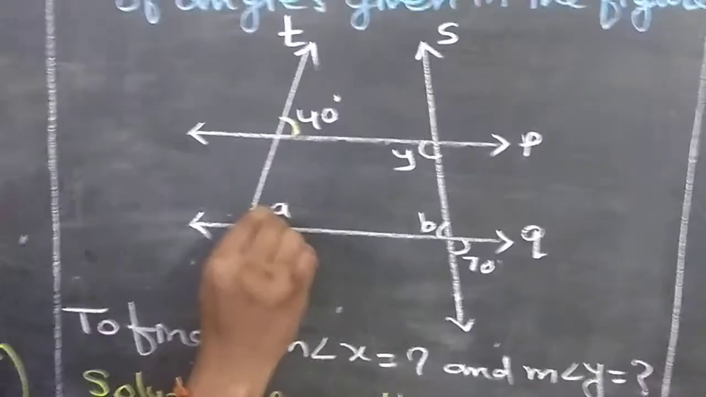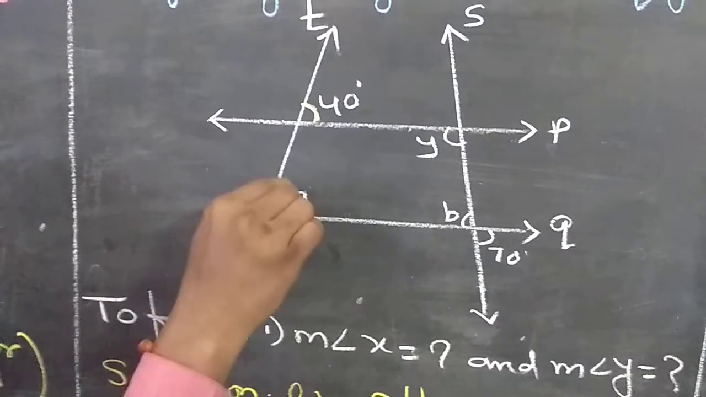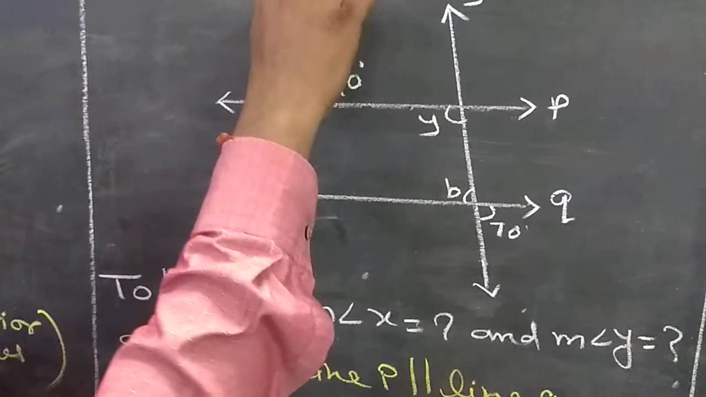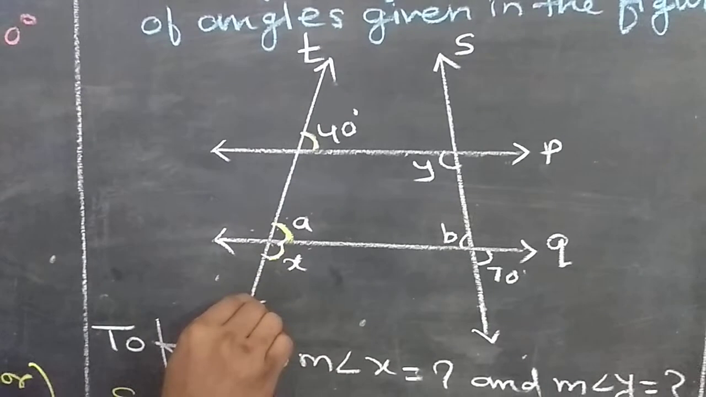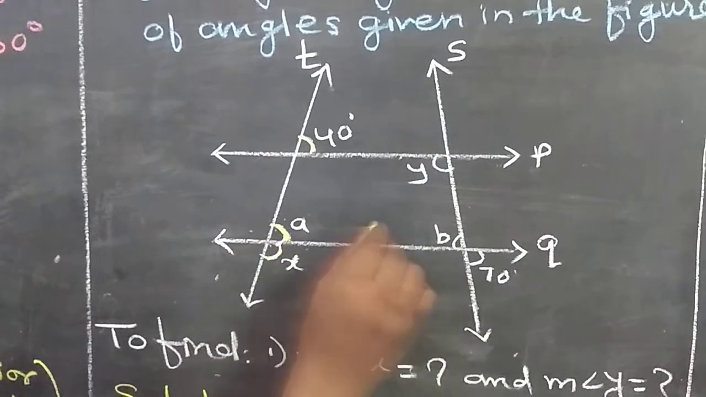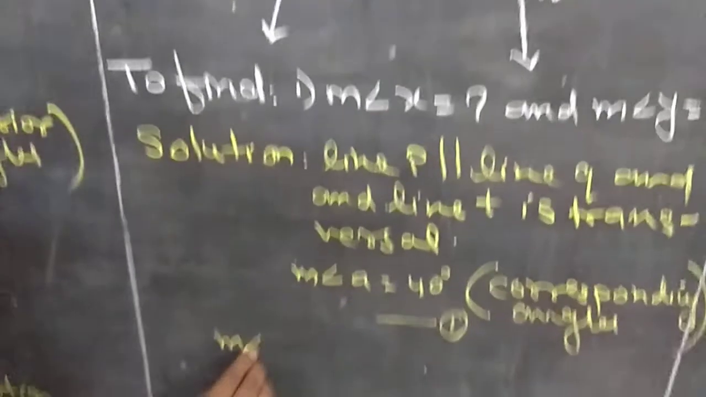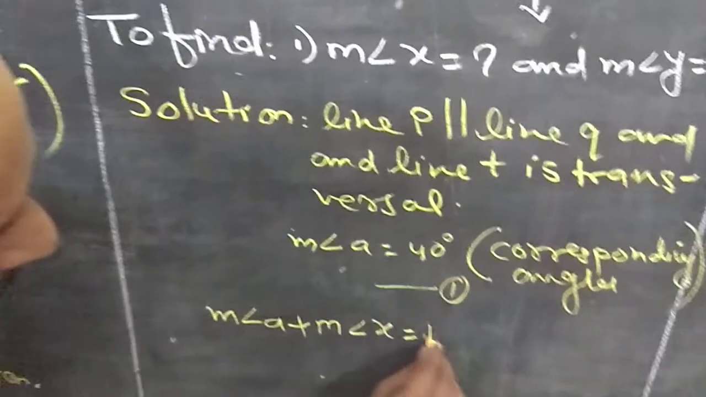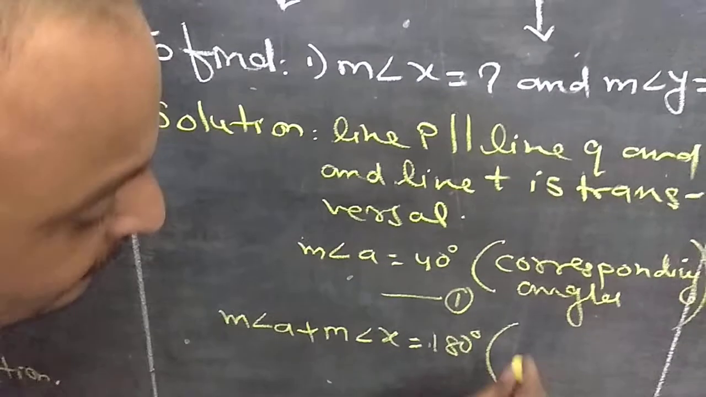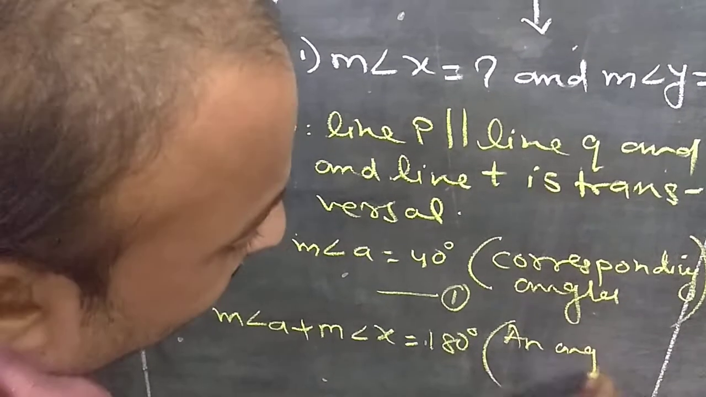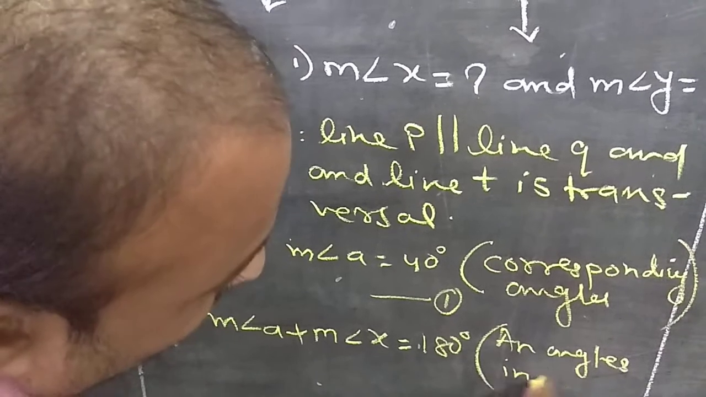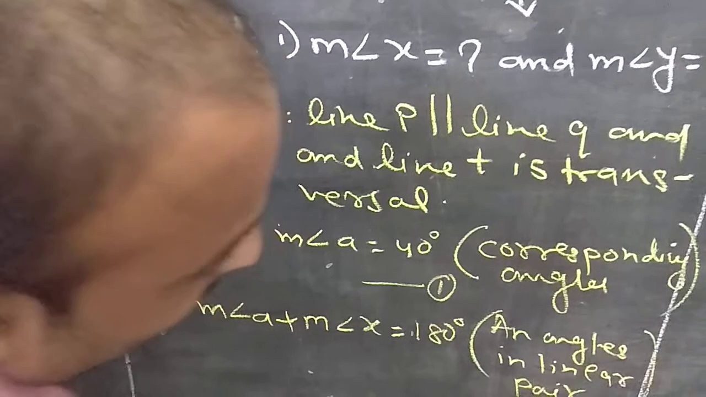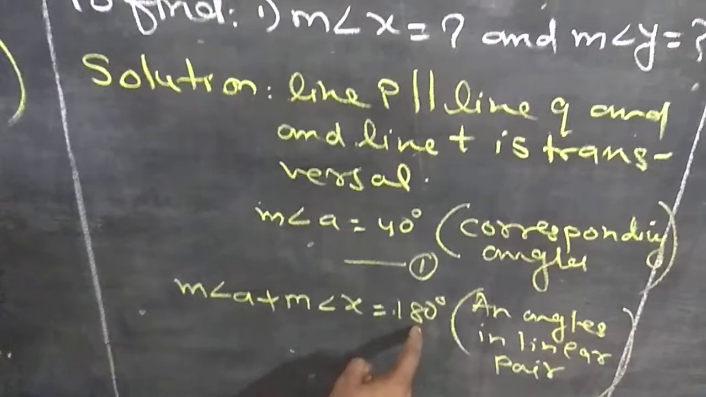Here you can see this angle and the measure angle X both form angles in a linear pair. As you can see, one is going in this direction and another in the opposite direction, and this is the common arm. So measure angle A plus measure angle X is equal to 180. What is the reason? Angles in a linear pair, and the sum of a linear pair is always 180 degrees.